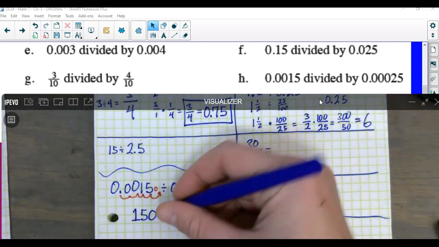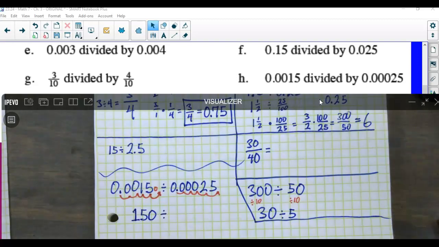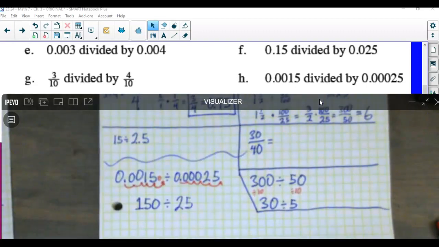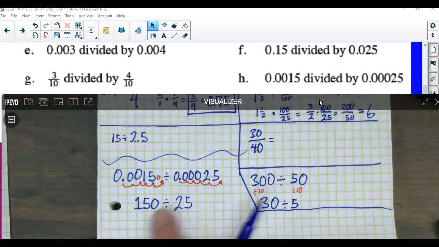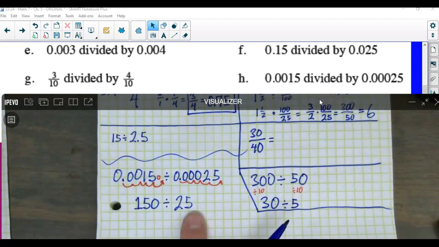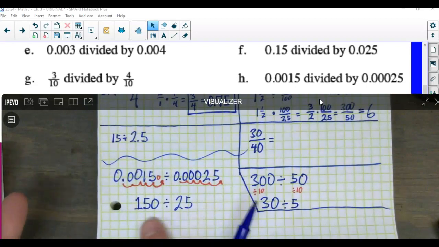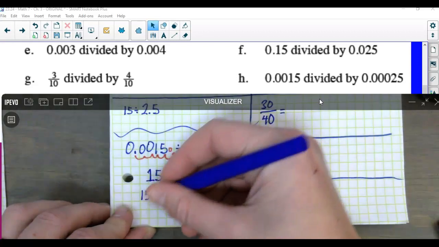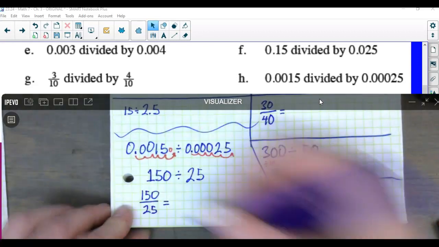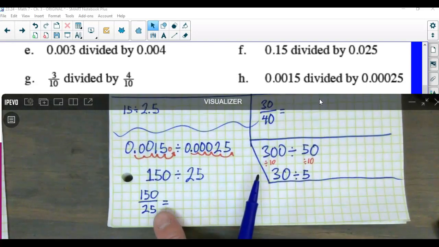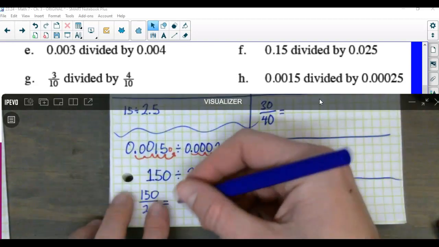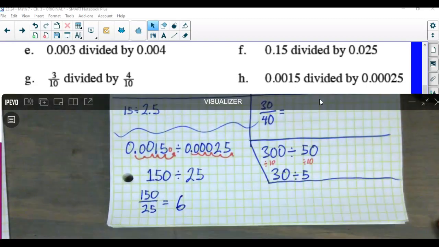150 divided by... Guys, what feels easier? 0.0015 divided by 0.00025 or 150 divided by 25? Like, come on. This is so much easier to think about. Because now I can say, all right, 150 divided by 25. I don't have to write it like this, but my brain likes it better. How many 25s in 100? Well, yeah, 4 and then 2 more. So, yeah, your final answer is 6. I was going to break it apart.